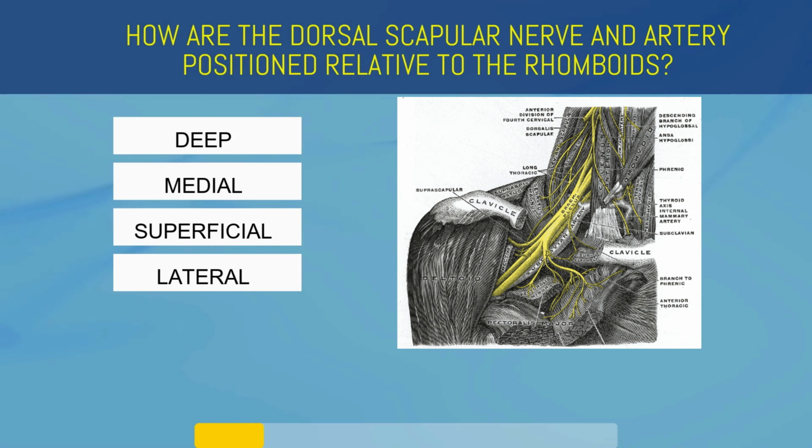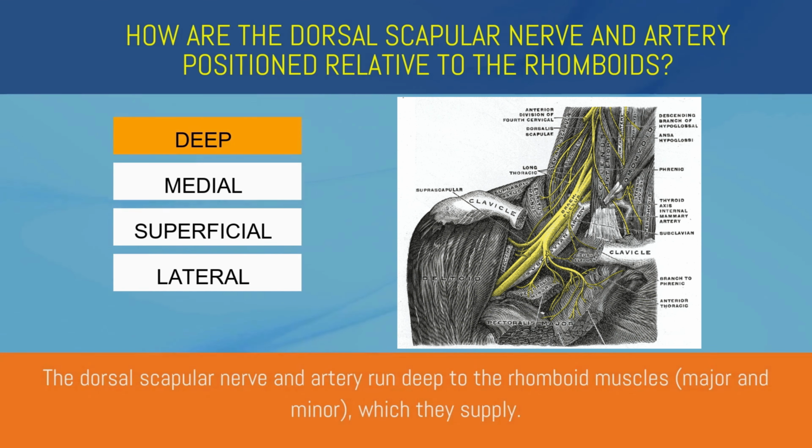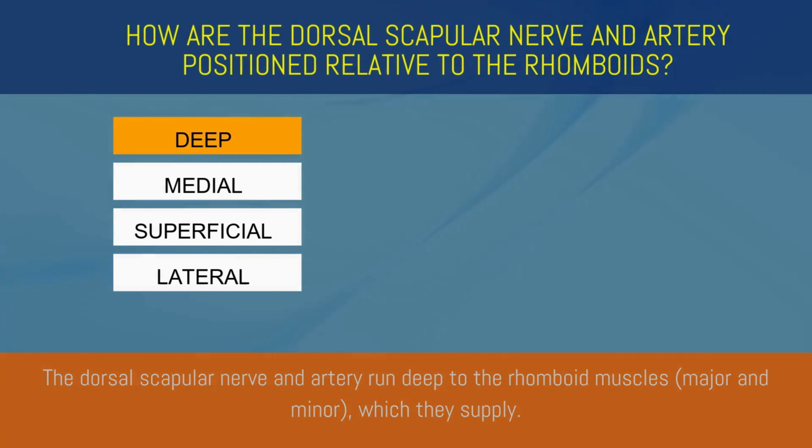How are the dorsal scapular nerve and artery positioned relative to the rhomboids? Deep, medial, superficial, or lateral? Deep. The dorsal scapular nerve and artery run deep to the rhomboid muscles which they supply.